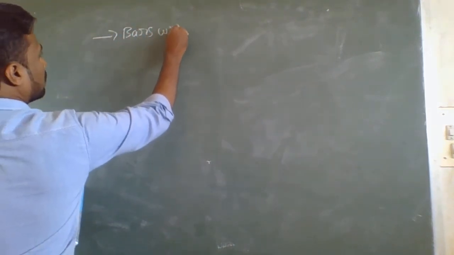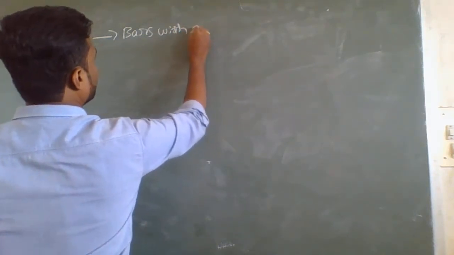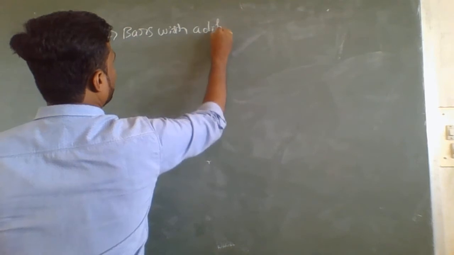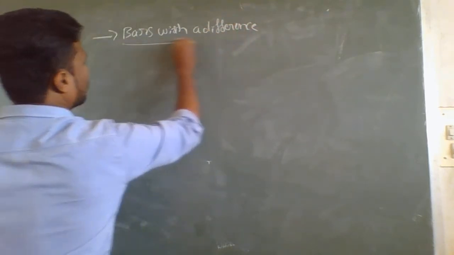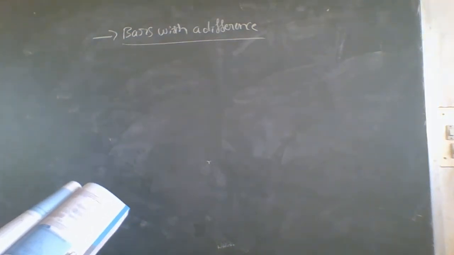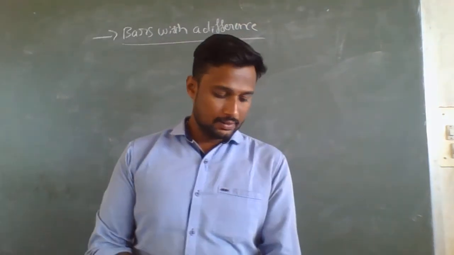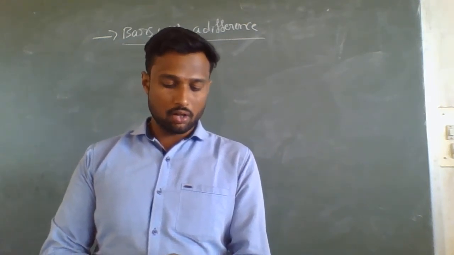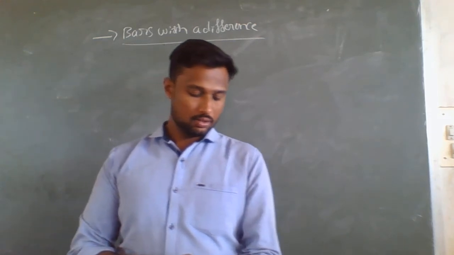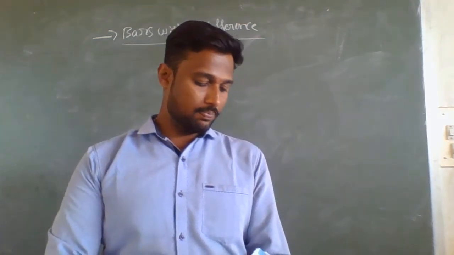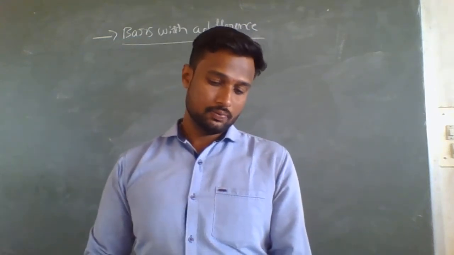Bars with a difference. So here let us again consider the grouped frequency distribution of the marks obtained by 60 students in a mathematics test. Again table 5.4, the previous example only.